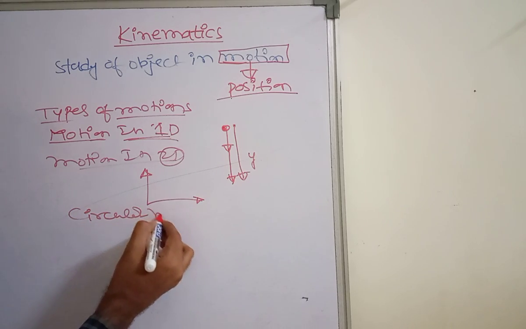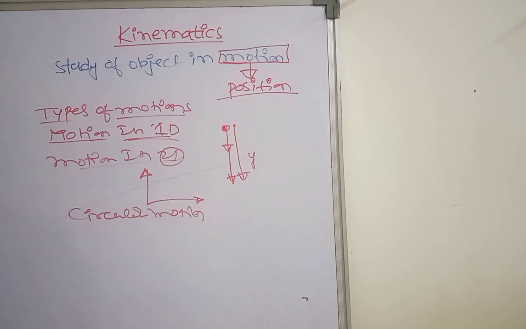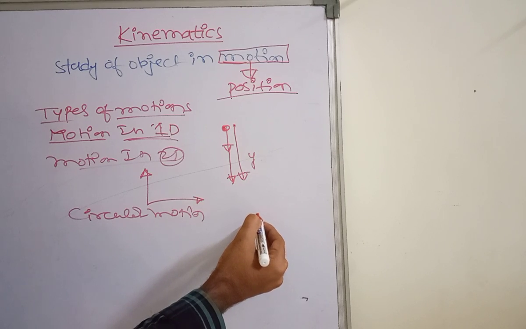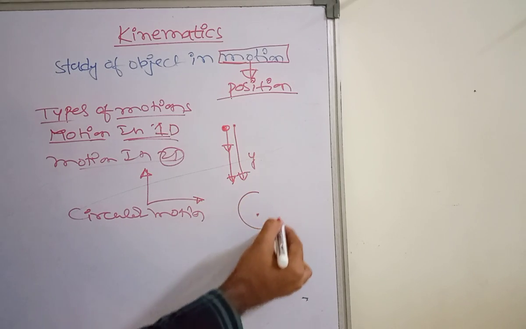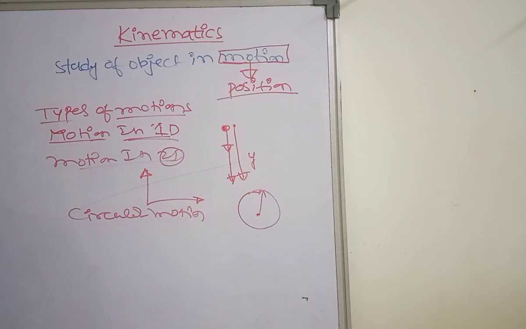Next is circular motion. So what is circular motion? Motion of a particle from a fixed point.